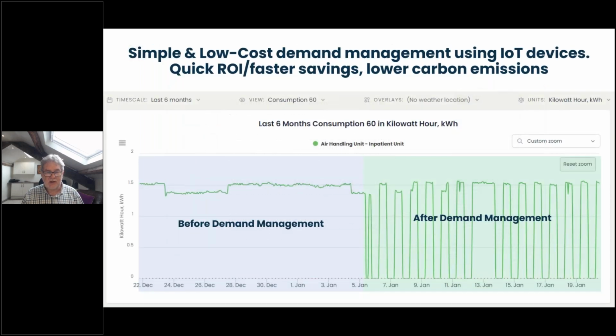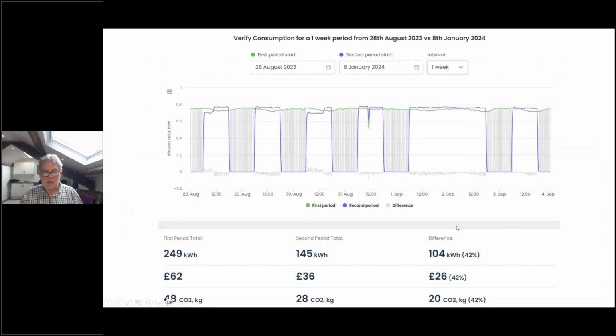Let's have a look at it in action. So we'll go back to this slide we showed before, demand management, after demand management, and using the verification part of the platform over 1 week. So what we're looking at here is the blue line is the after, the second period, or the after effects, and the first period is before. And the little grey shades are the savings. So here we can see the difference in a week.